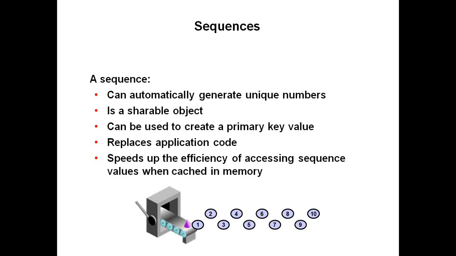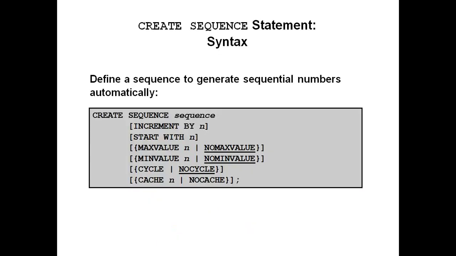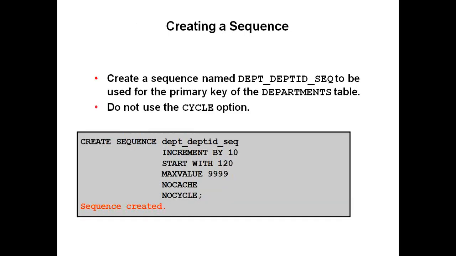So we have that option with us, and this is the basic syntax on how to create a sequence. First we would be providing the create sequence name. Then we would be specifying increment by how many numbers, at what number it should start, what is the maximum value and what is the minimum value, and whether you want to go for cycle or no cycle. I will talk about what that is, and cache or no cache.